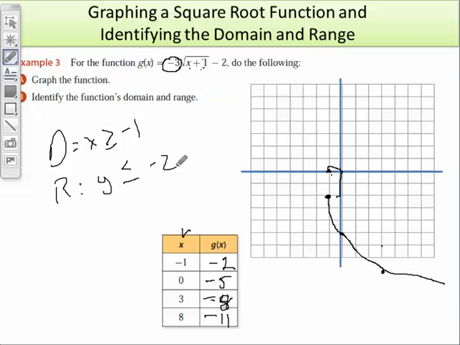Where are these coming from? Right here. See the 1? Negative 1. Where's this 2? Negative 2. That's where you would get the domain and range.